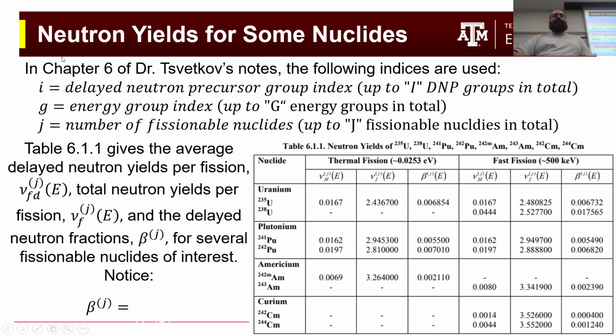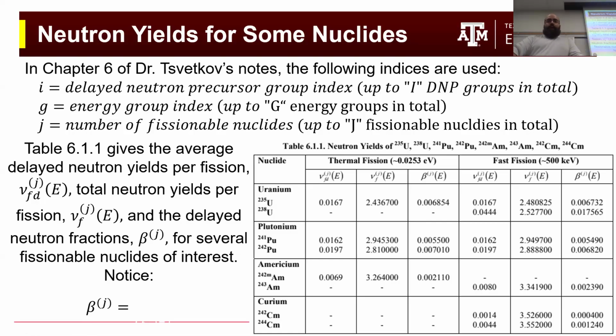There are three different indexes that he is talking about. There's an i index, which is the same i that we're using, the number of delayed neutron precursor groups. There's also a little g, which is the group index, which is also the same way that we've talked about it, but we just haven't talked about energy dependence and we haven't done a multi-group point kinetics expression. So we haven't really talked about different energy groups. But then he also adds this index little j, which is talking about the number of fissionable nuclides.